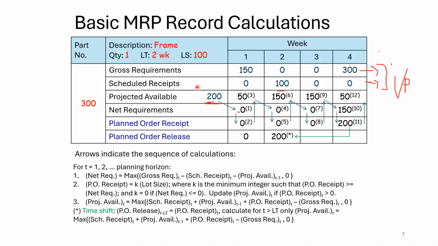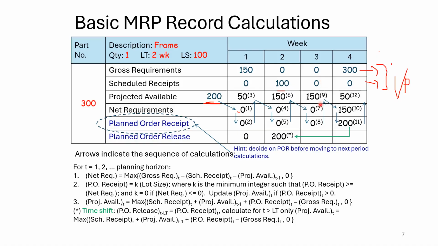But look at the scheduled receipts. We are receiving 100 units in inventory in week 2. So at the end of week 2, we are left with 100 units of inventory from the scheduled receipts plus 50 units of unused inventory from the previous week. So in total, we have 150 units of inventory at the end of week 2. So similarly, we perform the calculation for week 3, and let's dive into the calculation for week 4.